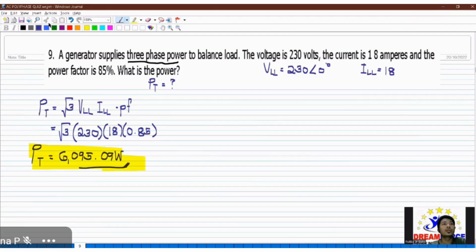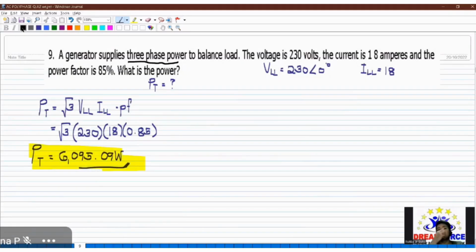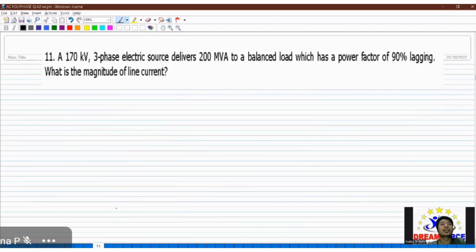Sige, paki-take note. So, yung ating number 9. Okay, so next. So, another na walang choices, yung number 11. So, let's solve number 11. So, A, 170 kilovolt. Ganun ulit. Okay, so yung 170 kilovolt na yan, line-to-line value. Okay, so 3-phase electric source delivers 200 MVA. Ito rin. So, walang binanggit na per phase, so meaning, total po yan.